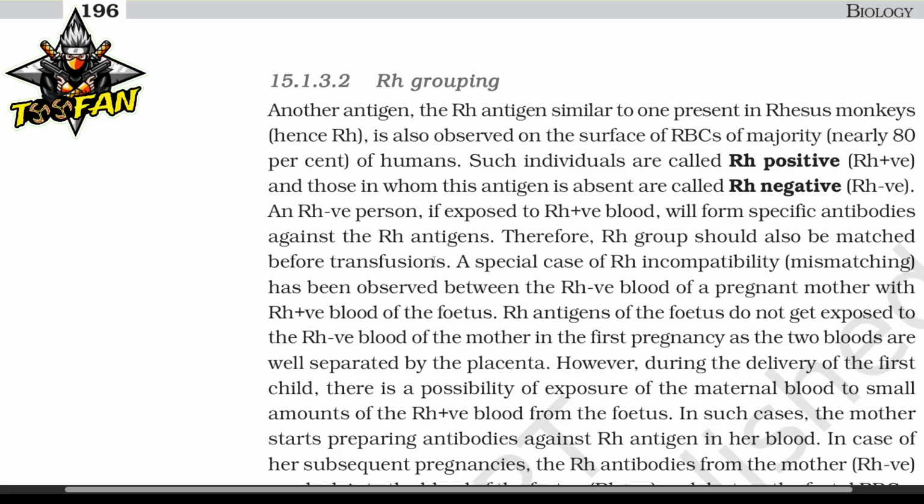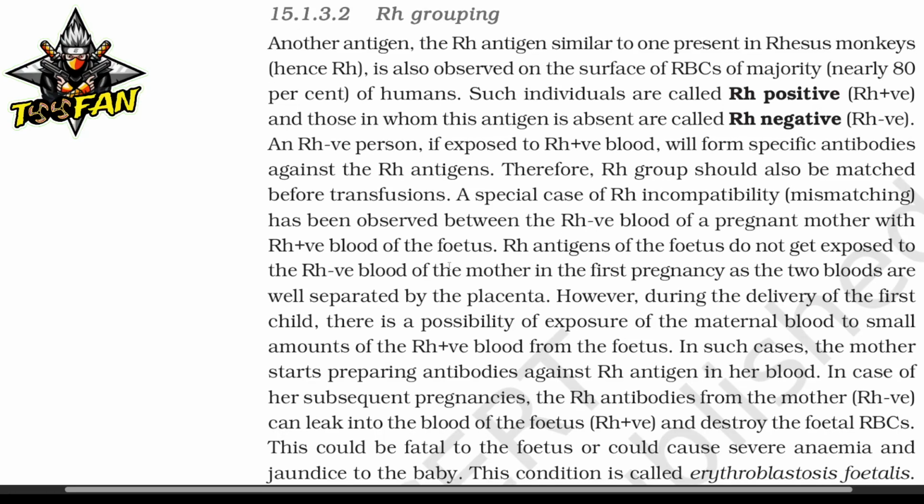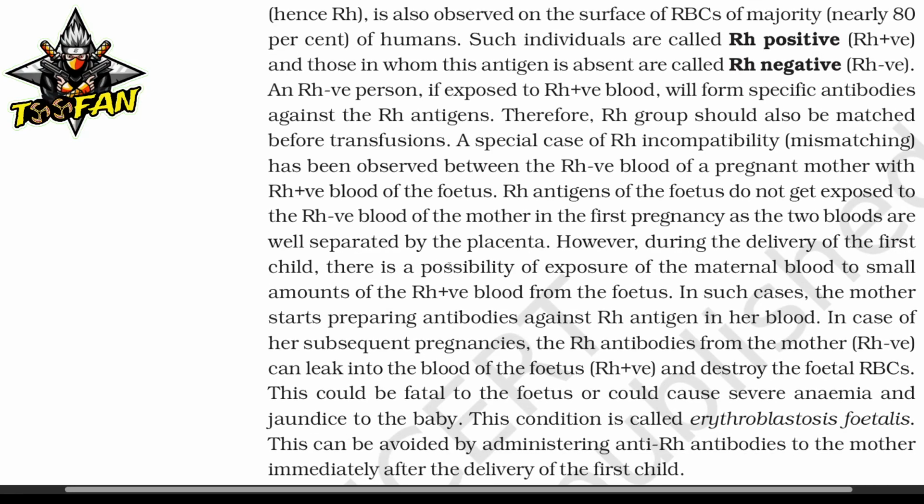A special case of Rh incompatibility has been observed between the Rh negative blood of a pregnant mother with the Rh positive blood of the fetus. Rh antigen of the fetus does not get exposed to the Rh negative blood of the mother in the first pregnancy, as the two bloods get separated by placenta. However, during the delivery of the first child, there is a possibility of exposure of maternal blood to small amounts of Rh positive blood from the fetus. In such a case, the mother starts preparing antibodies against Rh antigen in her blood.